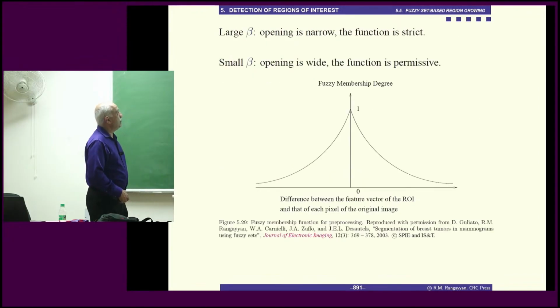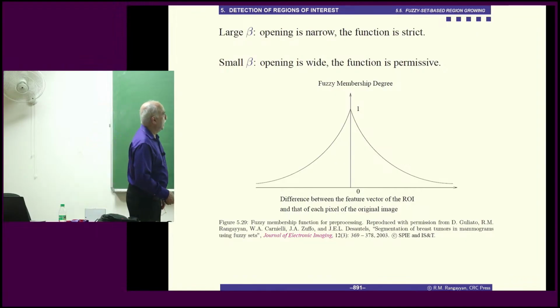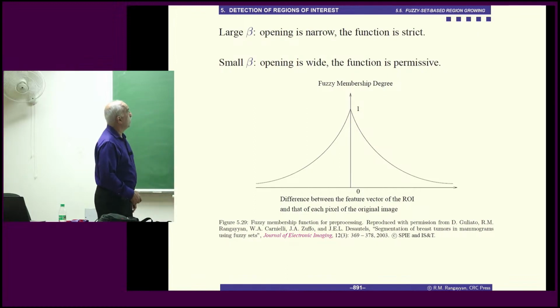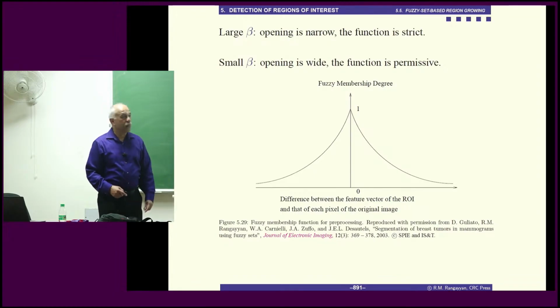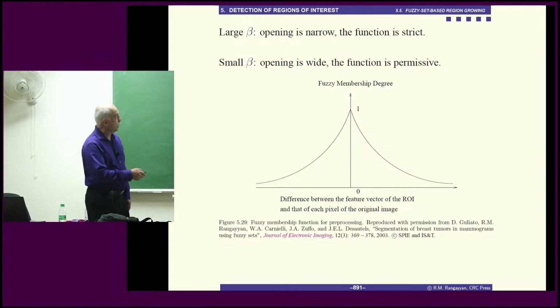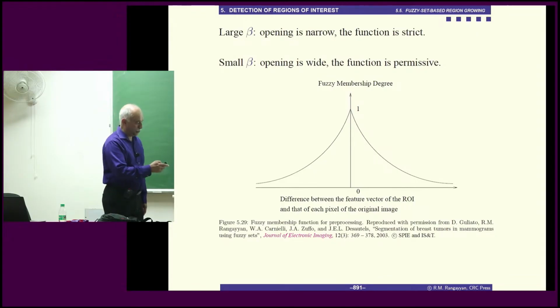So the fuzzy membership degree will look like that for positive and negative differences between the feature vector of the ROI and that of the pixel being considered. If beta is large, the opening is narrow, and this function will decay rapidly. If beta is small, then it's a wide function. So the output is between 0 and 1, the membership.